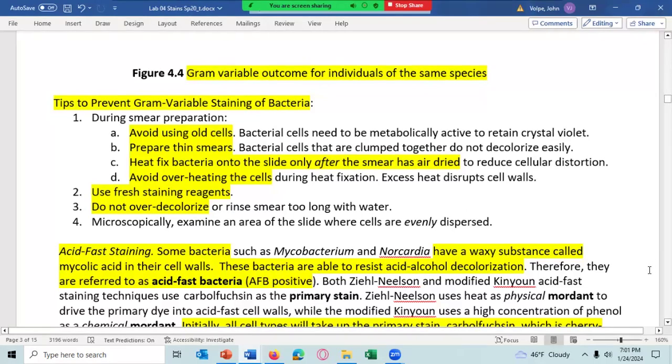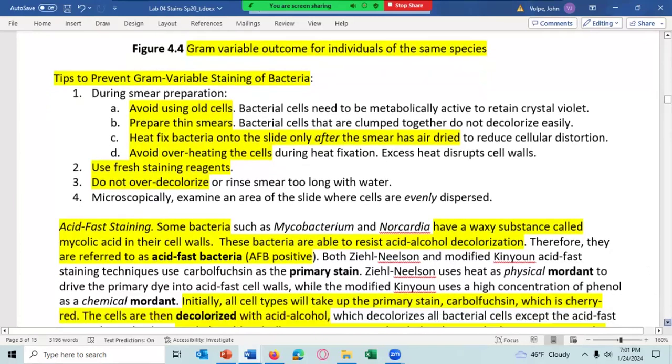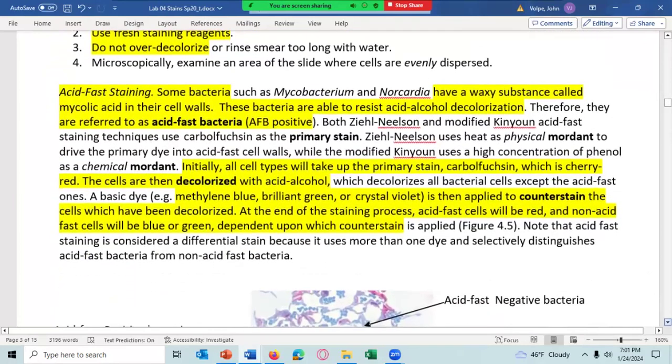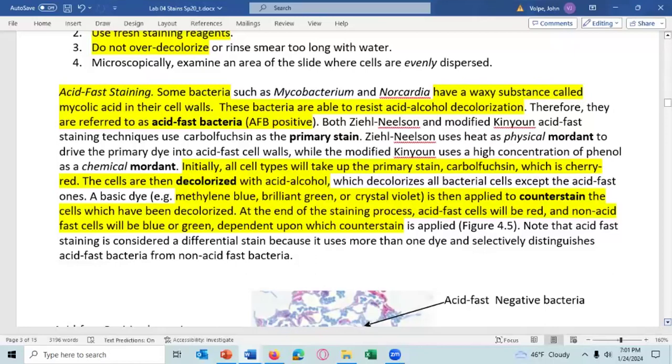All right, any questions about the gram stain? If not, let's talk about the second differential stain. There are a few differential stains, but we're only going to talk about two. The second is the acid-fast stain.